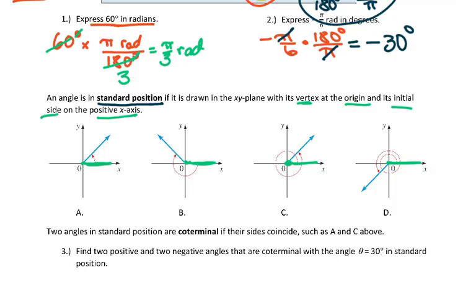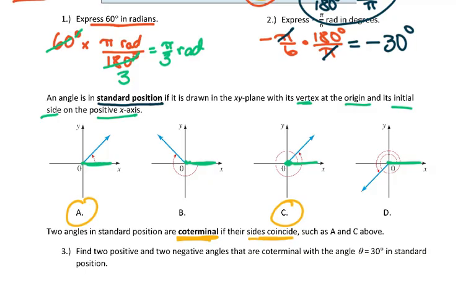And now notice you can go just a fractional amount, or over here like C, you can go all the way around 360 or 2 pi and even more. Look at A and C. What do you notice about their ending value? The blue line is in the same position. Those are called coterminal angles. Coterminal angles happen if their sides coincide.